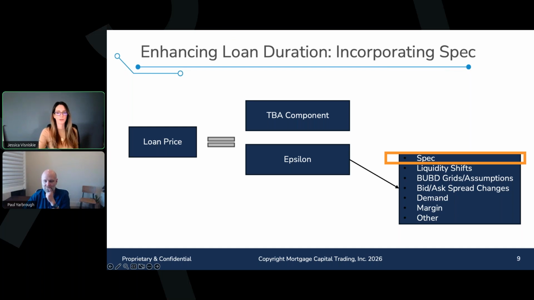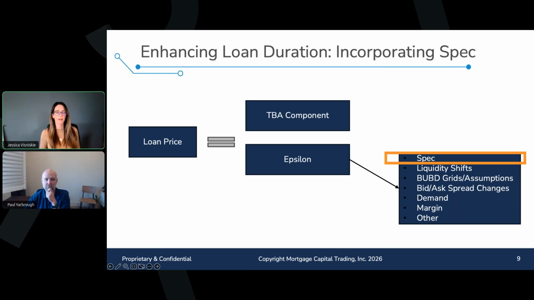So the TBA component obviously explains how the loan price moves with underlying TBA. That epsilon or noise component can be explained by a number of different factors, and we're just listing some of those here. Liquidity shifts, changes to buy-up, buy-down grids and assumptions from the agencies, bid-ask spread moves, obviously supply and demand in the overall market, and then margin or pricing strategy moves from the investors. Obviously, that's all built into that loan price, all driving some of that noise or variation from the underlying market move.